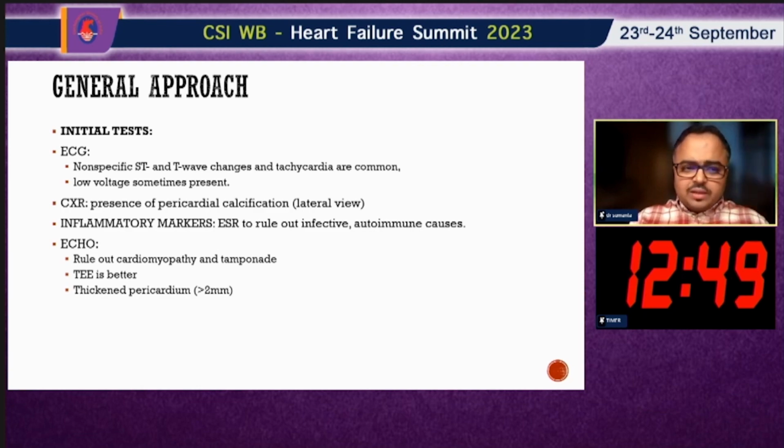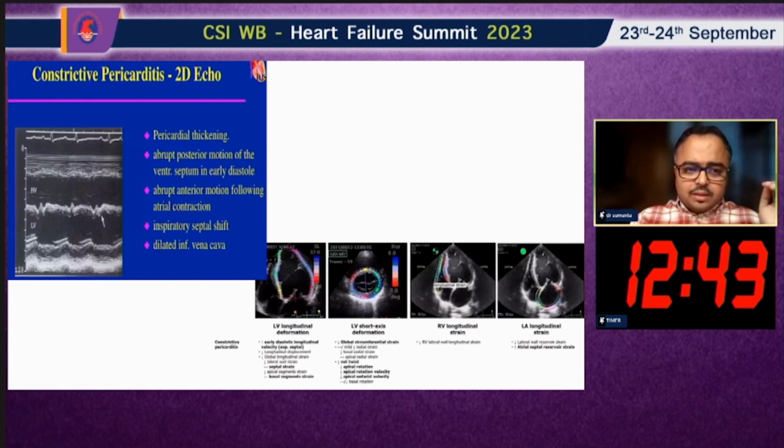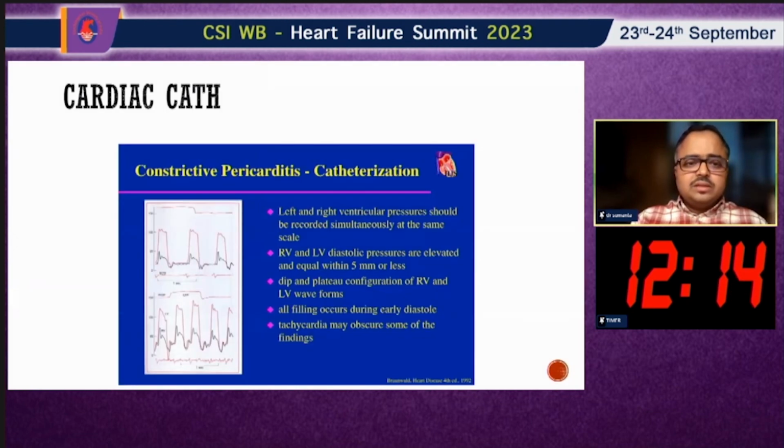Echo, definitely TTE and TEE, are very important for diagnosing and finalizing our diagnosis of constrictive pericarditis, or for having any clue about the etiologies: pericardial thickening, abrupt posterior motion of the ventricular septum in early diastole, abrupt anterior motion following atrial contraction, inspiratory septal shift, dilated inferior vena cava, plethora. These are the usual signs we see here, and some strain measurements: the atrial strains, ventricular strains, leaflet strains. Lots of features are there in echocardiography from which we can have an idea of the etiologies of constrictive pericarditis.